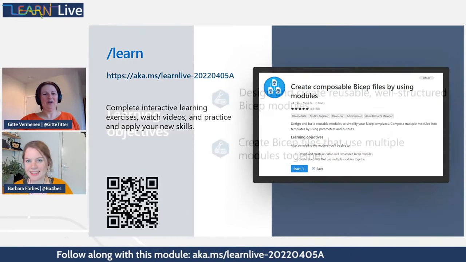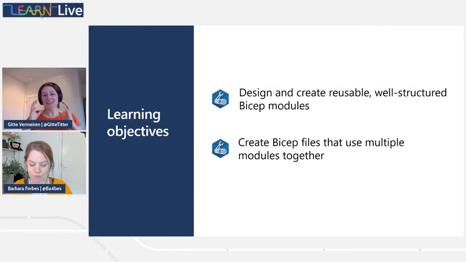Okay, cool. So for today, we're going to let you know a way of doing composability in a much, much nicer way than how you were used to doing that with ARM JSON templates. We hope that by the end of the session, you'll be able to design and create reusable and well-structured Bicep templates, and compose multiple modules together to create a bigger whole. And potentially also less complex: if you break things apart, it becomes less complex. Yeah, smaller parts to worry about. Exactly. Cool. Very keen on learning this one.